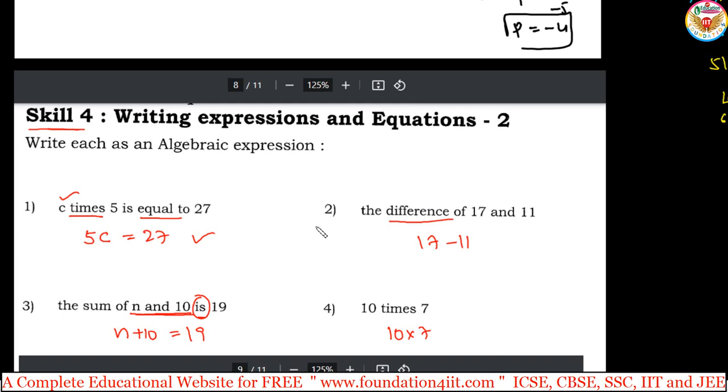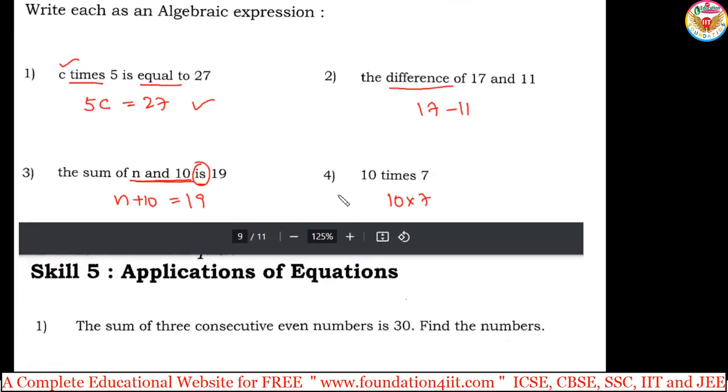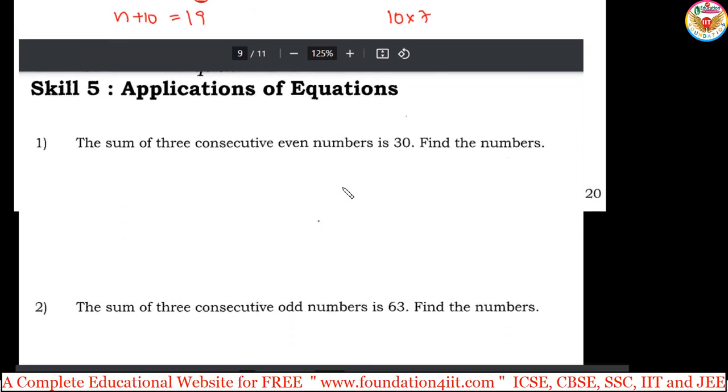I am giving so many statements, like 2 more pairs. You can do them first, and only then come to the next word problems. Okay, so based on that we can see some problems here. The sum of 3 consecutive even numbers is 30. Sum of 3 consecutive even numbers.